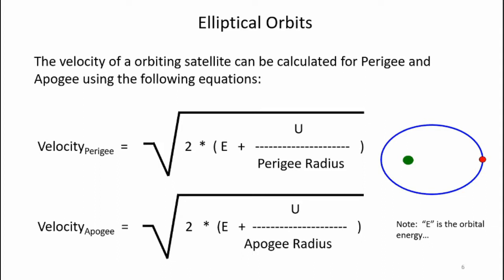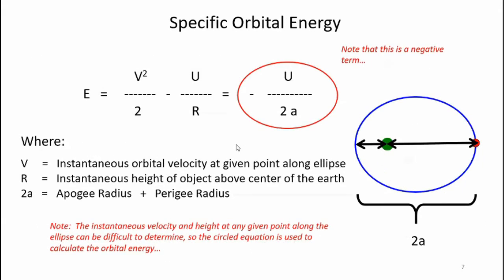However, in elliptical orbits, the satellite's velocity is always changing. Now, you can easily calculate the velocity at perigee, the lowest point in the orbit, and the velocity at apogee, the highest point in the orbit, using these two equations. They're somewhat similar to the circular orbit calculation. However, in this case, we have a factor of 2 involved, and we utilize the orbital energy, which is calculated as follows. The orbital energy is a gravitational constant divided by the major axis of the ellipse. And notice, however, that this value is always negative.